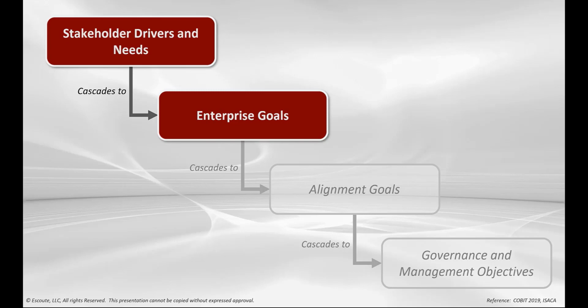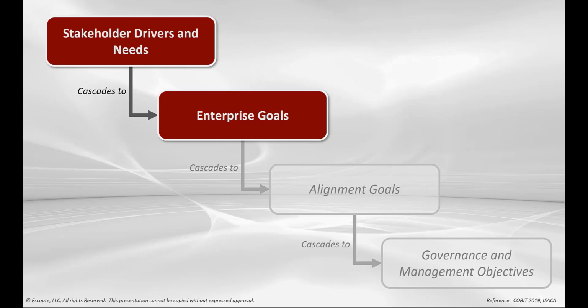Where COBIT starts and gives specific guidance is at the enterprise goals level. So these stakeholder needs have to be transformed into an actionable strategy. That goals cascade that we're looking at supports enterprise goals, which is one of the key design factors for a governance system. This supports the prioritization of management objectives and governance objectives based on the priority of your enterprise goals.